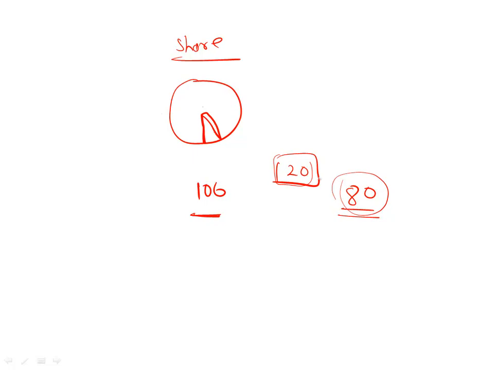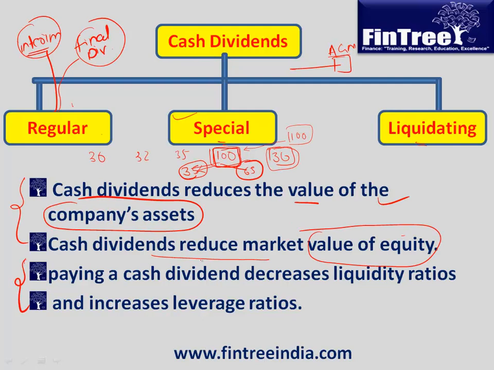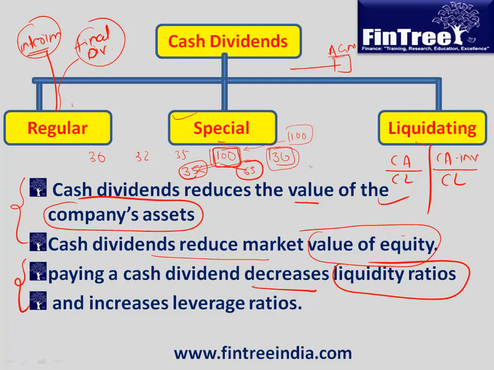If some amount of dividend is given to you, you have that cash, but the price of the share will reduce in the market. So it reduces market value of equity. It will decrease liquidity ratio, and liquidity ratio is current ratio, which is current assets divided by current liability, or quick ratio, which is current assets minus inventory divided by current liability. So again, if you are paying dividend, your cash is going to reduce, and therefore both of your liquidity ratios will reduce.